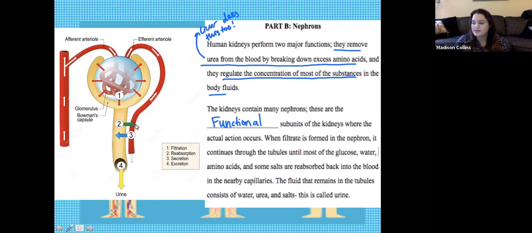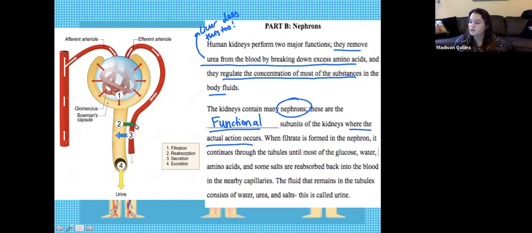So when we describe something as a functional subunit, I want you guys to highlight this portion right here. That means that is where the actual action of this organ occurs. So the filtration that we talk about the kidneys doing actually happens in the nephrons.